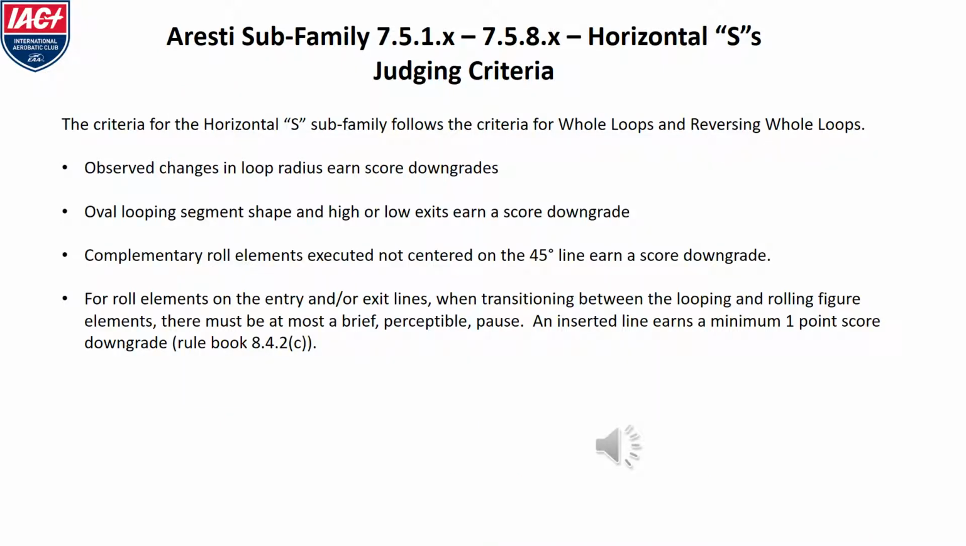When judging the competitor's execution of horizontal S's, we look for changes in loop radius and downgrade the competitor's score for each one. Oval looping segment shape and high or low exits earn a score downgrade. Complementary roll elements executed not centered on the 45 line earn a score downgrade, and the roll elements on the entry or exit lines, when transitioning between the looping and rolling figure elements, must have at most a brief perceptible pause. Inserting a line is a score downgrade.